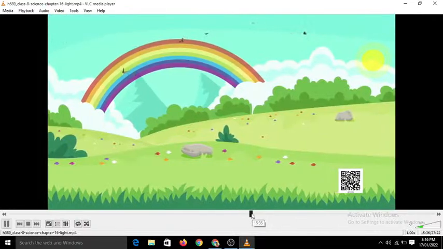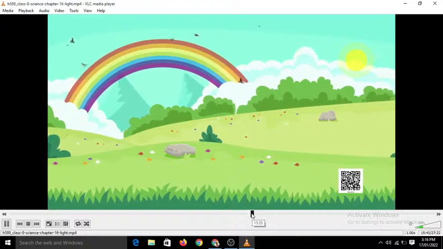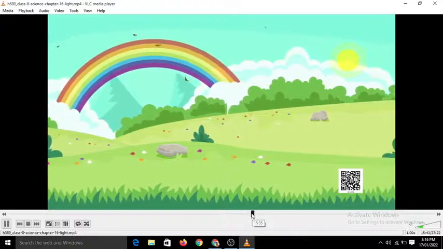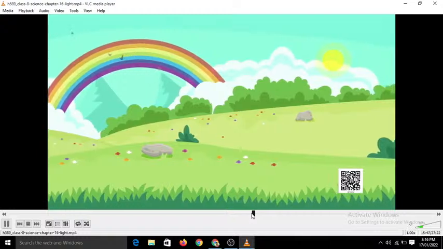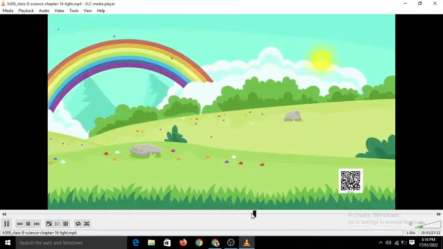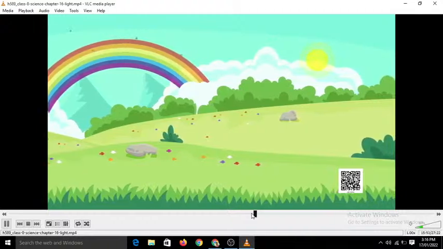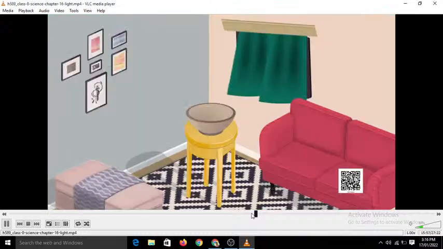Children, you must have seen a rainbow in the sky just after a shower of rain. Do you know rainbow is formed due to dispersion of light? Let's understand this dispersion of light with the help of an activity.